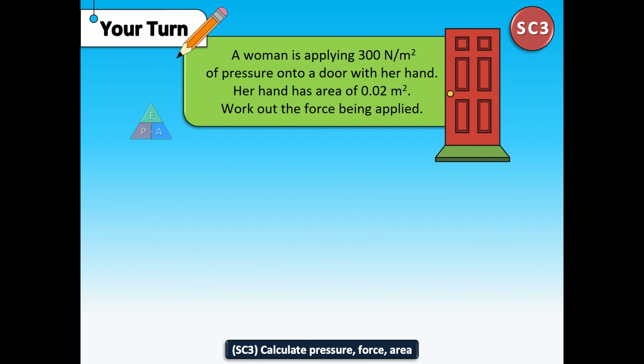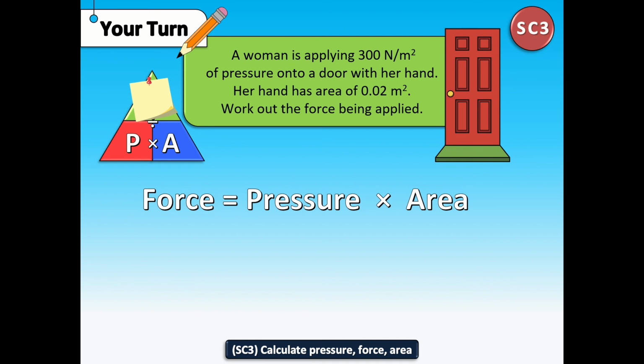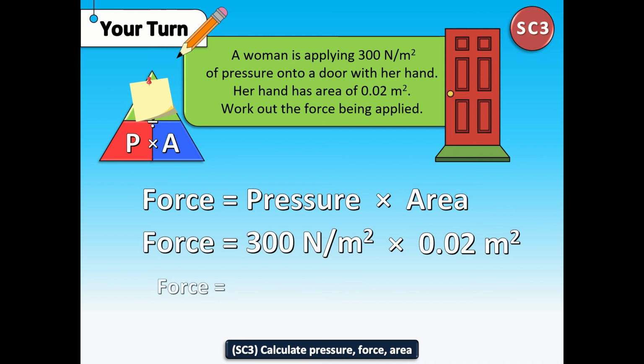So in this question, we want to work out force. So we cover up F for force, and we do pressure times area. So we do 300, and we've got to make sure the units are the same. So our area needs to be in meters squared, which it is. So force is 6 newtons.